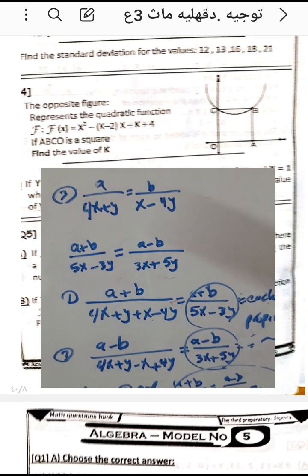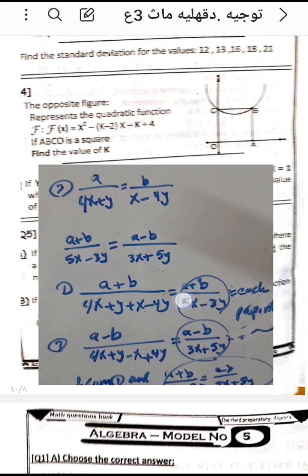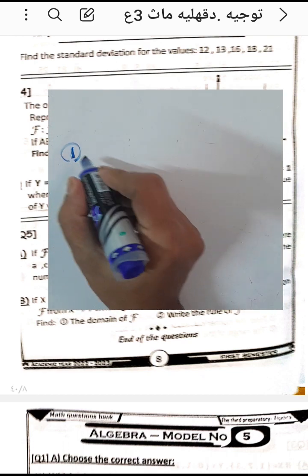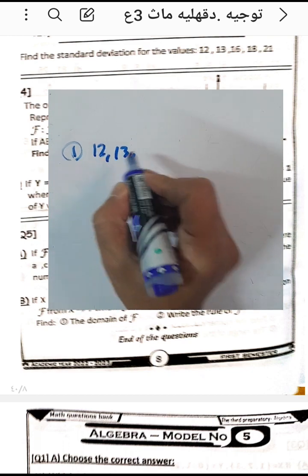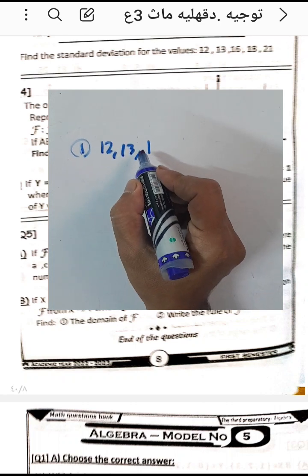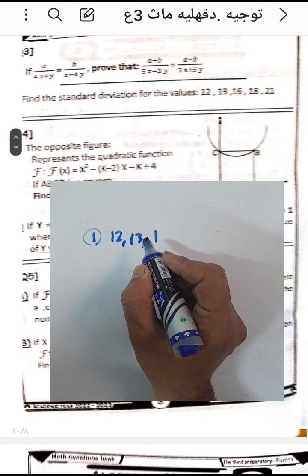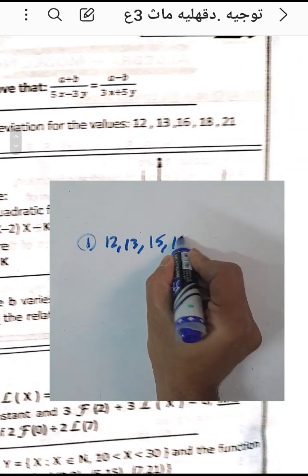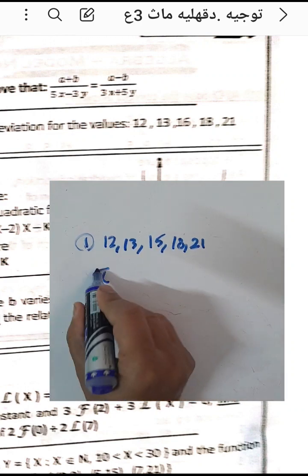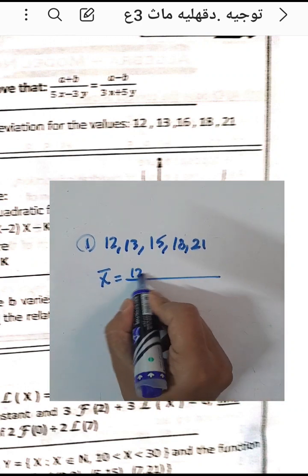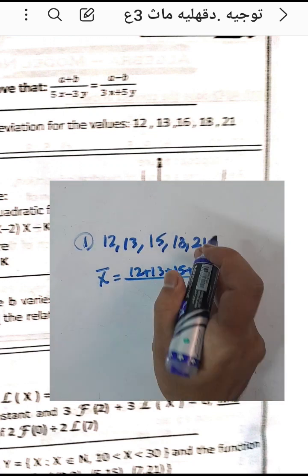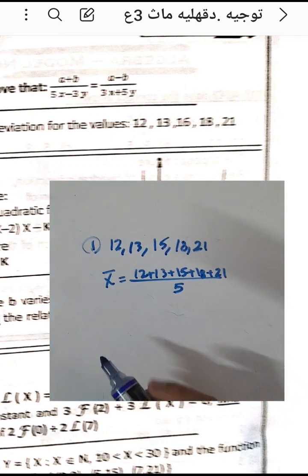Okay, this question is standard deviation. We have all values. You can use a calculator to find the result. First step, you can find the mean of all values. We have here 12, 13, 15, 18, 21. We can find x bar by adding all the numbers, 12 plus 13 plus 15 plus 18 plus 21, divided by 5 by using a calculator to find the result.